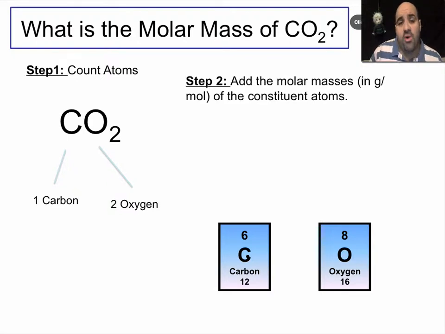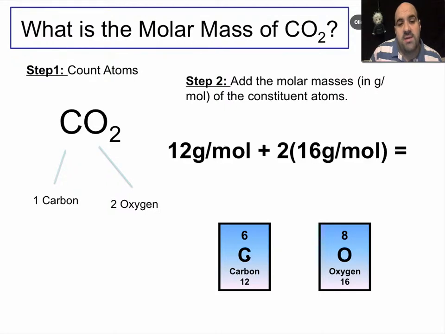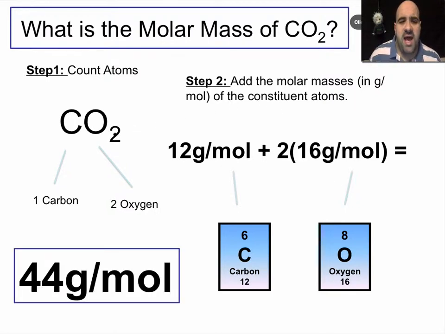So now we're going to add the molar masses of the constituent atoms. And what did we do here? We realized that carbon, the 1 carbon, is 12 grams per mole, plus the oxygen, which is 16 grams per mole, but we have 2. We could have done 16 plus 16, but instead we multiplied it by 2. So 12 grams per mole plus 2 times 16 grams per mole, and that's going to be 44 grams per mole. So each oxygen is 16 grams per mole, and the carbon is 12 grams. And you just add those three numbers together. That's all you have to do.